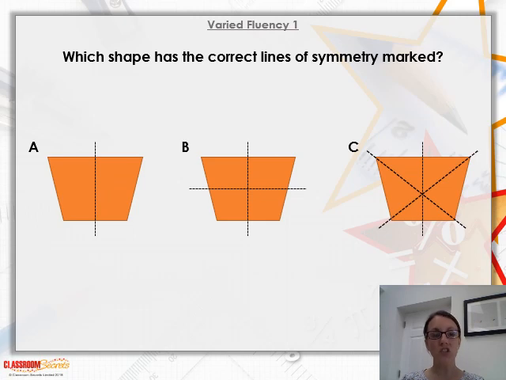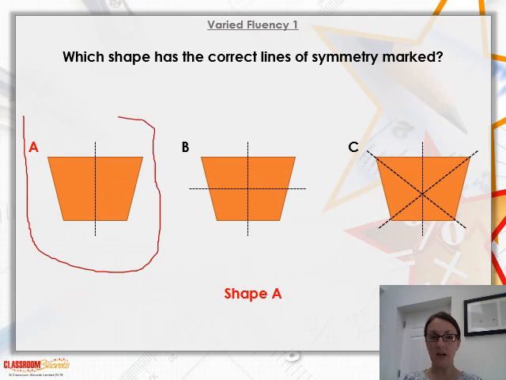Okay. Which shape has the correct lines of symmetry marked? I want you to pause the video and take a look and see which one you think is correct. Remember, it means that if one side was folded over onto the other, they would match up absolutely exactly. Have a pause and just think about that. Well, I hope you have identified that in fact A is the irregular quadrilateral that has the line of symmetry correctly marked.